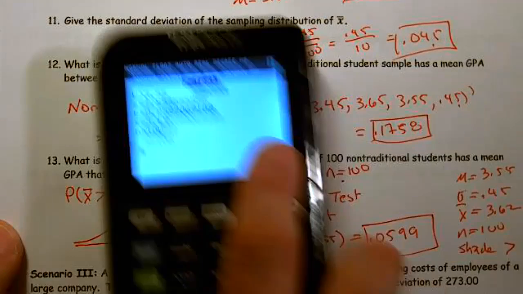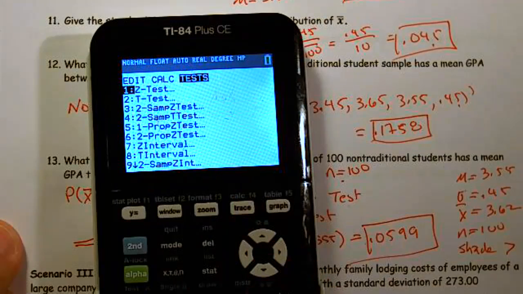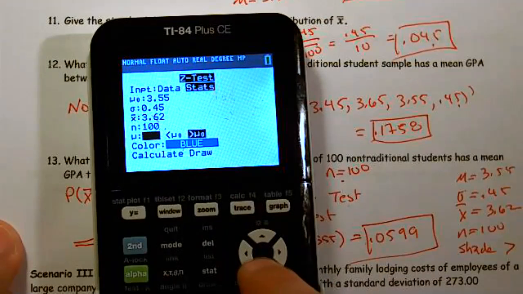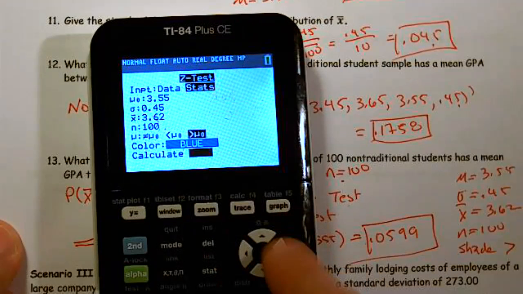All right. And if I go stat test and actually draw this instead of calculate, I'm going to arrow over and draw it.